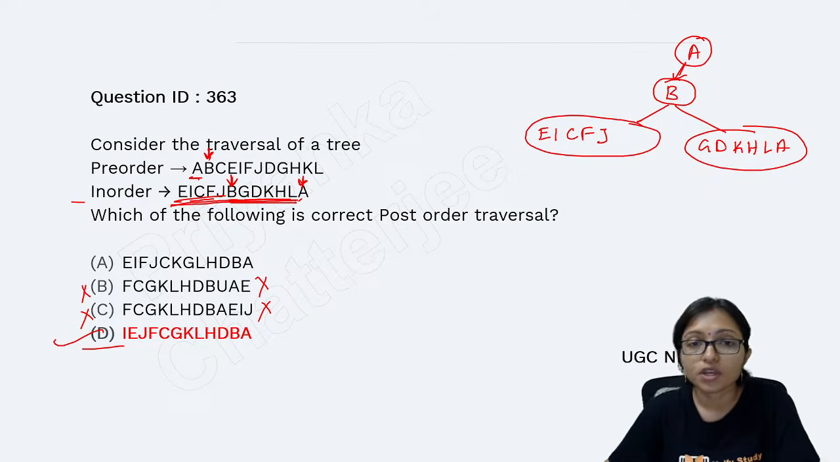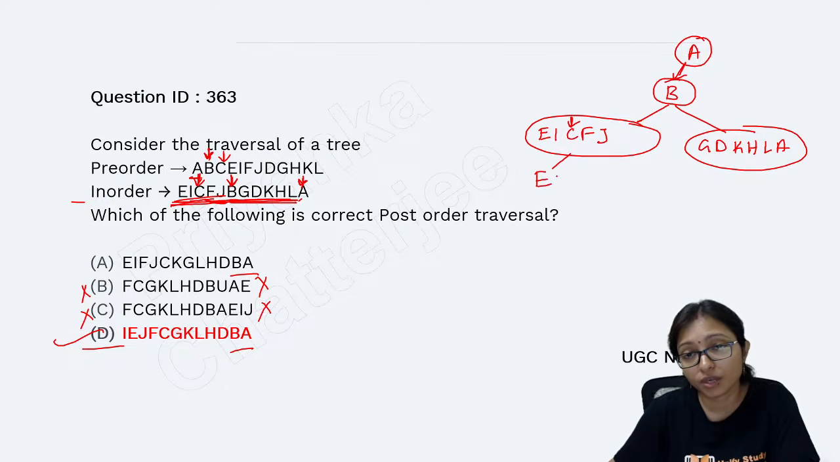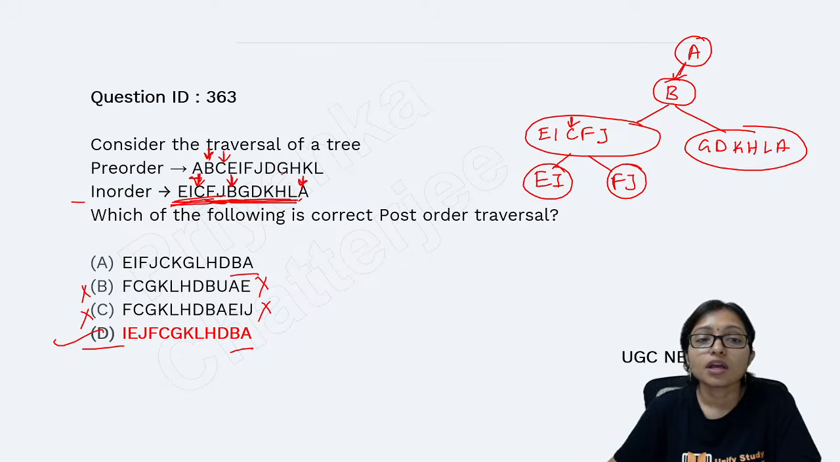That is done. Now you can see the next one. Here also AB, here also AB. You cannot get your answer till now. Now the next one is C. When the next one is C, you can see here is C, so E, I is in the left and F, J is in the right. That is done.